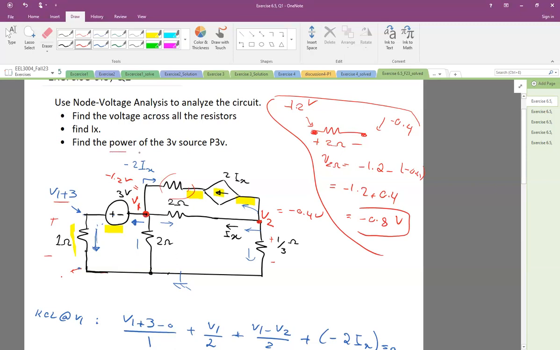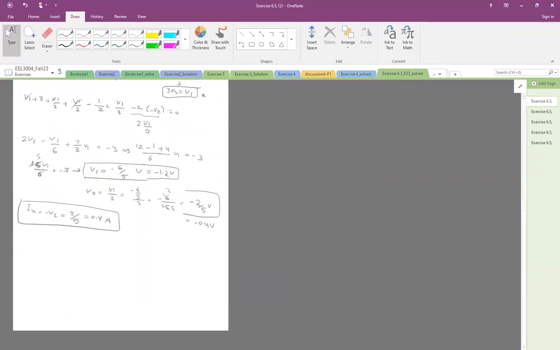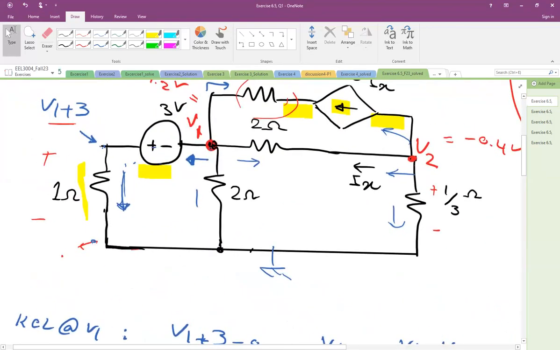And lastly, find the power of this voltage source. For the power, it's VI, right? So we have this 3 volt voltage source, and its power is its voltage, which is 3, times the current. Remember, you always have to look at the passive sign convention, so you have to know this current. How do you know that current? For example, you can go from this current here: 0 minus this voltage, V1 plus 3, divided by 1, gives you that current.